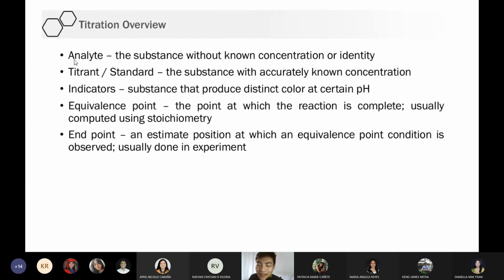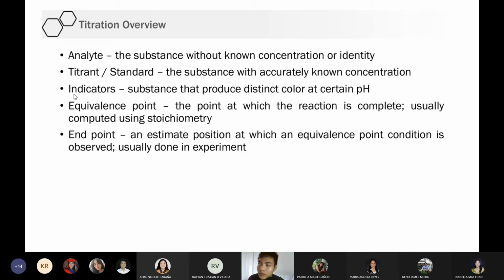Because again, our analytes and titrants are commonly colorless sila. Colorless yan madalas. So, for you to be aware kung tapos ka na, you need an indicator. So, what is an indicator? Indicators are organic molecules, in which, depending on the pH of the solution, magbabago siya ng color.